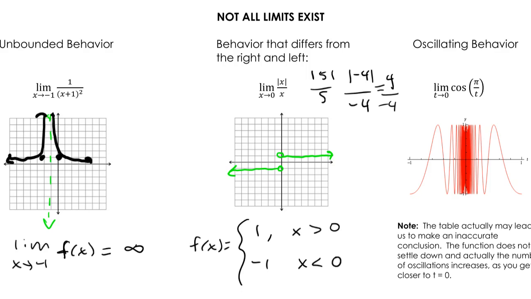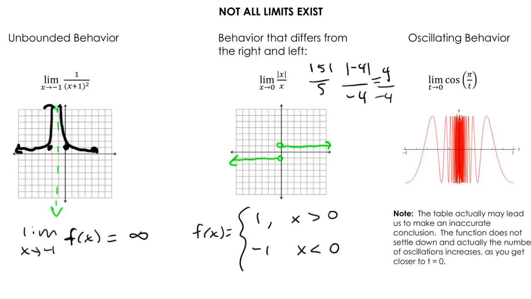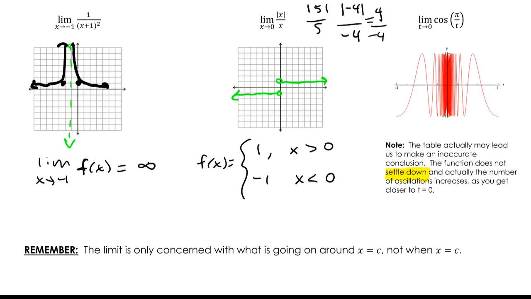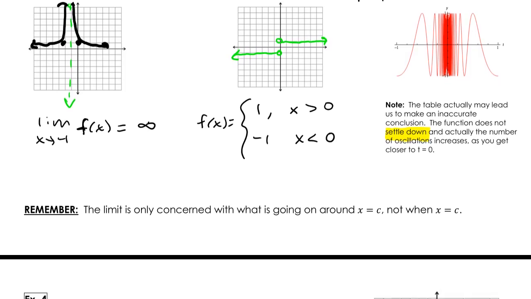This last case is going to be pretty obvious. It's called the oscillating behavior that you're looking at. And on this one, see this craziness over here at 0? What happens is you can't really narrow down the left and the right because it's going so crazy. They say right here that the function does not settle down. Okay, so this is going to be a case where you can't find the limit. Moving on, remember the limit is only concerned with what's going around x equals c, not when x equals c.